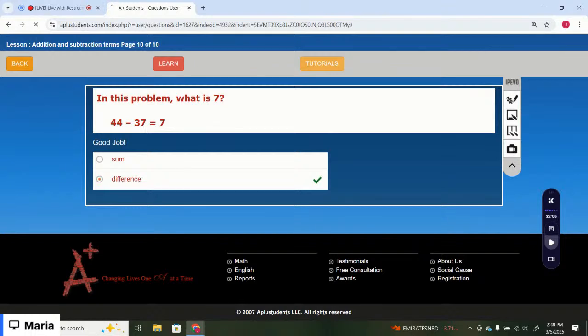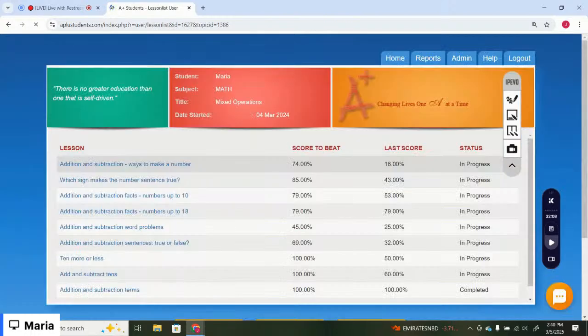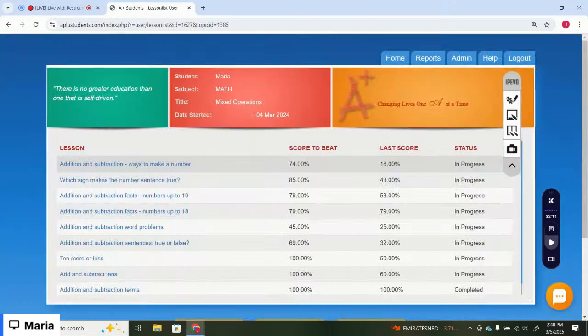So we were working on grade 1 math. The chapter we were working on is mixed operations. The lessons we have covered today are addition and subtraction, sentences true or false, 10 more or less, add and subtract tens, addition and subtraction terms. So please make sure before the next session you complete all the practice questions for the lessons we just did. That is your homework until next session.